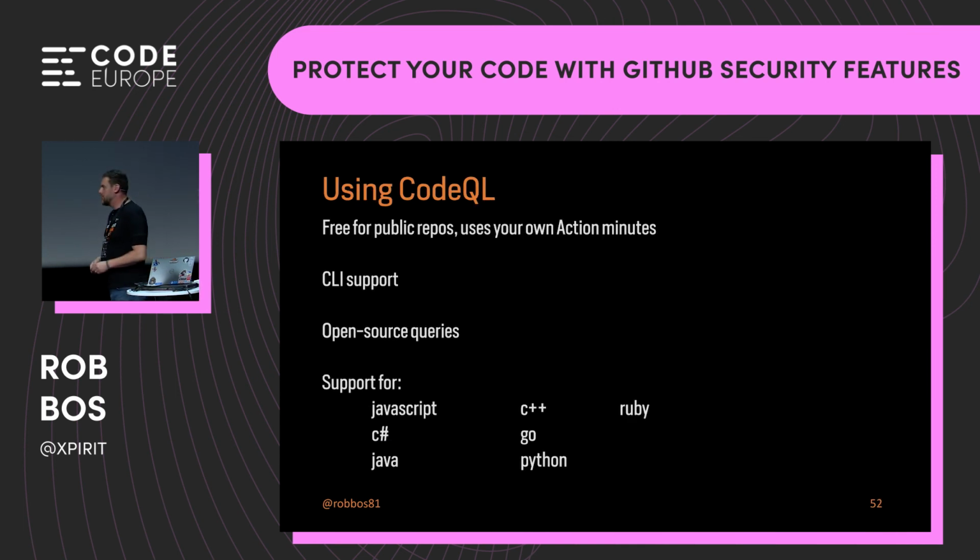Available for free on public repositories. There's CLI support. There's a container that you can use to do that locally, for example. So if you want to develop your own queries, you can do that. It currently has support for these 7 languages. So that's already available. It runs on action minutes, and if you have a public repository, currently you have unlimited action minutes, so it runs for free.